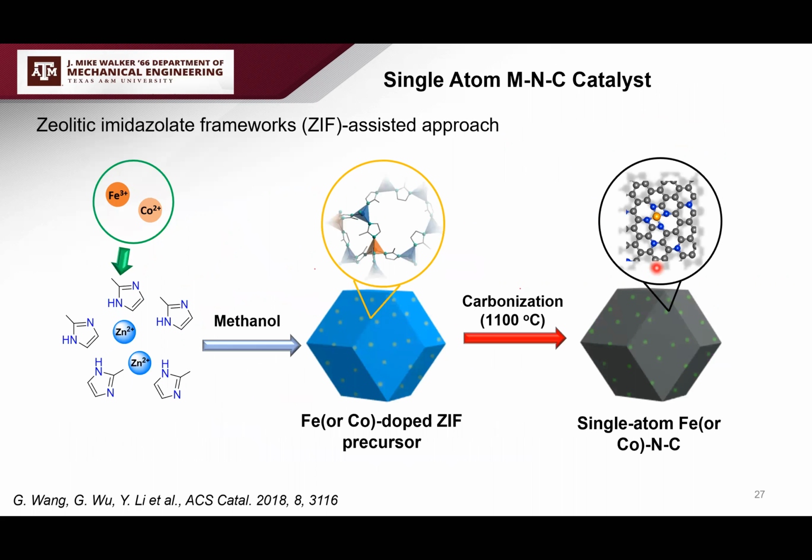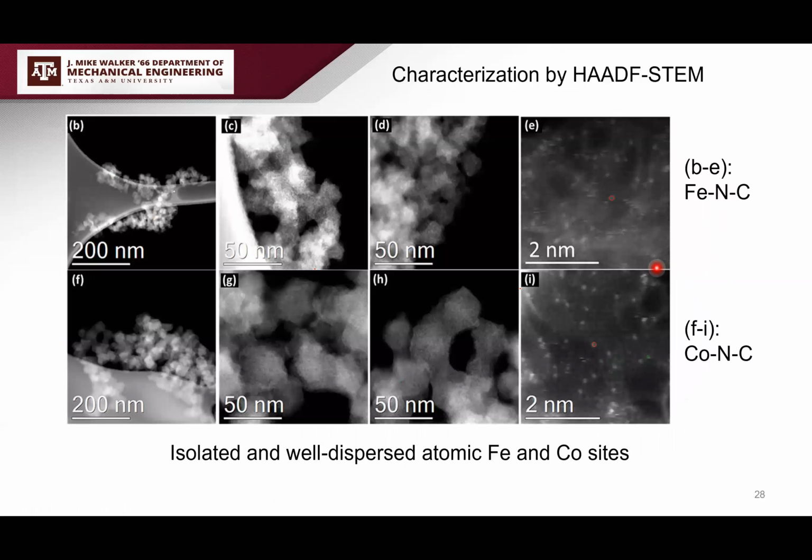Okay, in this work we developed this single atomic metal-nitrogen-carbon catalyst through an interesting approach, using ZIF material as the precursor, in collaboration with one of our project collaborators. We developed this ZIF material, and then through carbonization you get a single atomic catalyst. So these STEM images show, from the far right, these bright dots indicating the single atoms, either here iron or here cobalt.